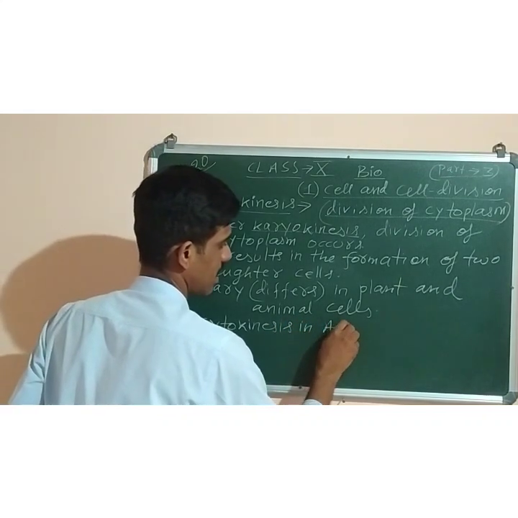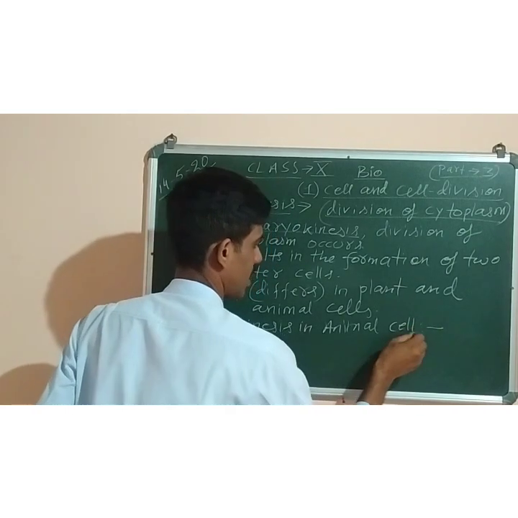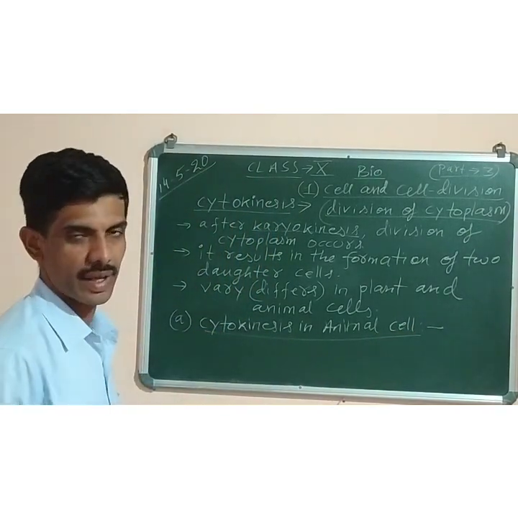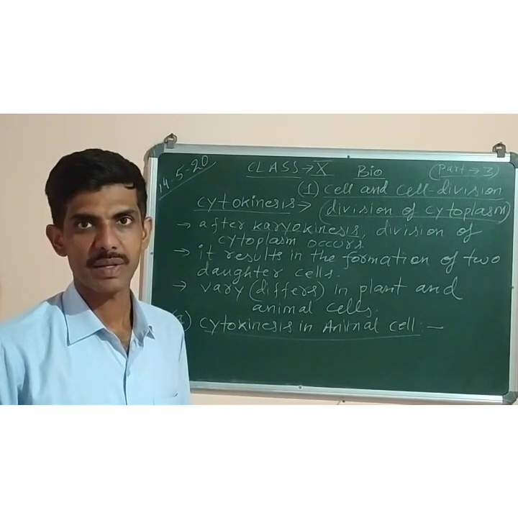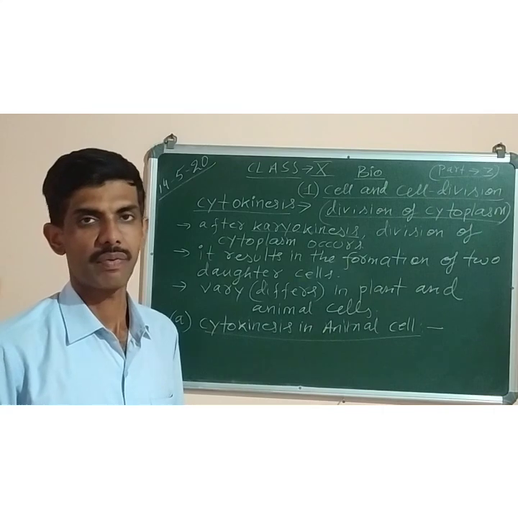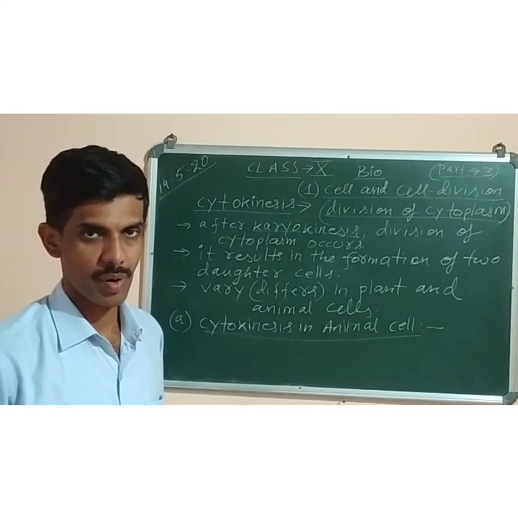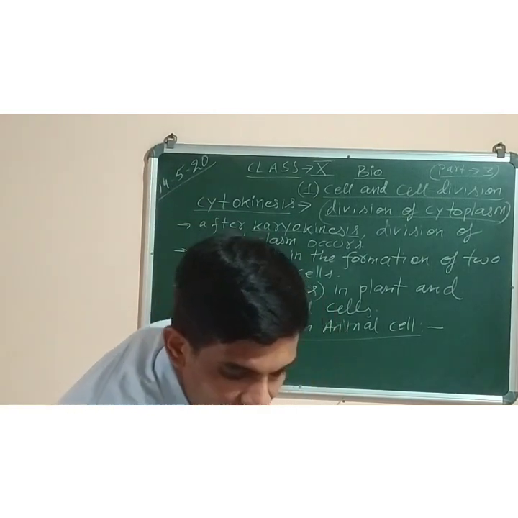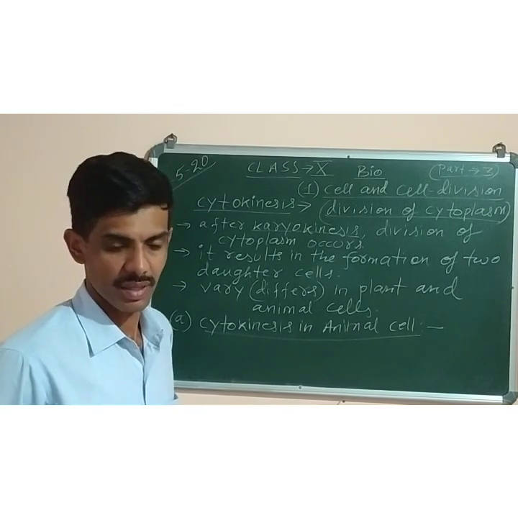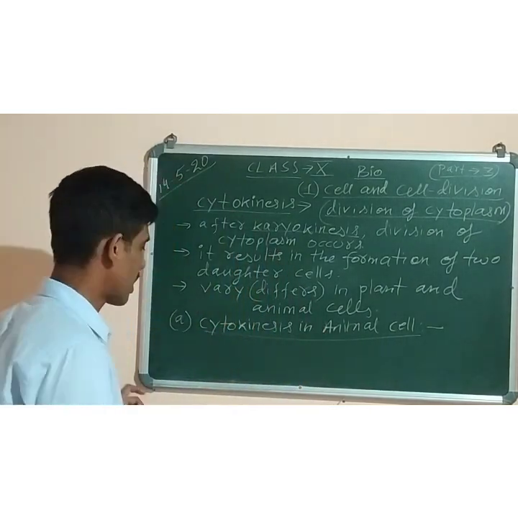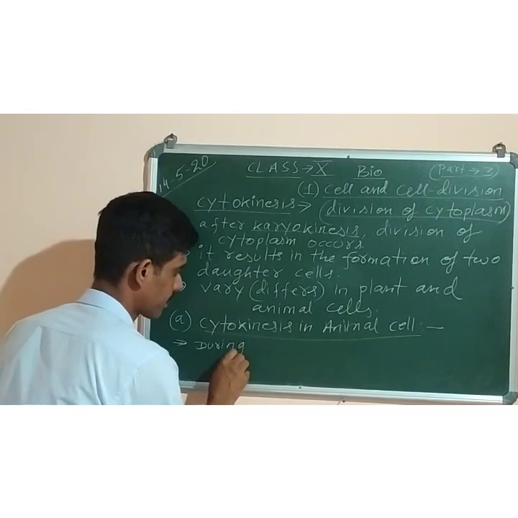Cytokinesis in animal cell. Okay, what type of cytokinesis is there? In animal cell, the division of cytoplasm is done by the formation of cleavage. Now what is this cleavage? We will talk about them along with the help of a diagram. Okay? During cytokinesis, the cytoplasm divides by a process called cleavage. The first point you can write.